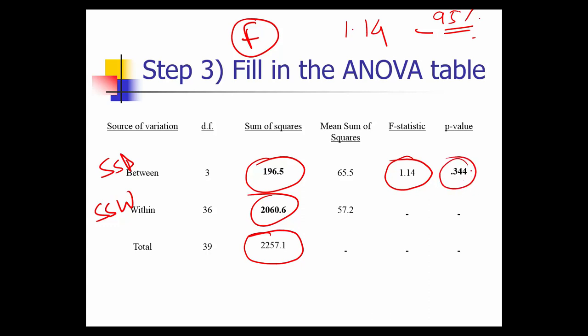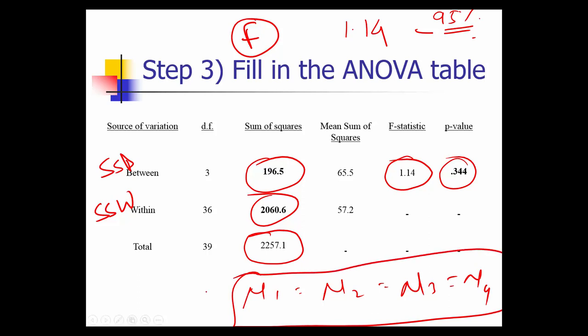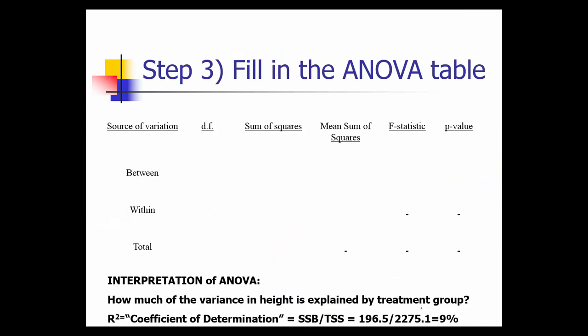Does that mean they are different? I mean, does that mean it's significant? No, it is not significant. In that case, we will accept the null hypothesis. The null hypothesis is that mu1 equals mu2 equals mu3 equals mu4. We'll accept that. Otherwise, imagine the p value had been 0.001. In that case, we would have to reject this null hypothesis. But in this case, we accept it.